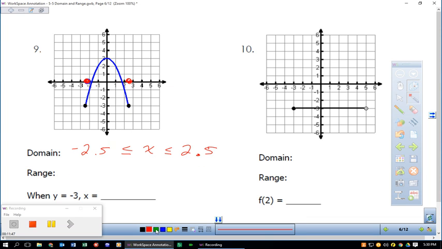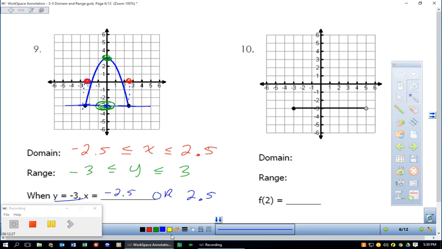And range, the lowest it gets is negative 3, and it's closed. The highest it gets is actually up there at positive 3, and it's closed. So negative 3 is less than or equal to y is less than or equal to 3. And then it asks, when y equals negative 3, what is x? So let's look at y is negative 3. Okay, where does it hit our graph? Looks like we've got right here, which traces up there, and right here, which traces up to there. So the x values are negative 2.5 or 2.5. There are actually two places where y equals negative 3.